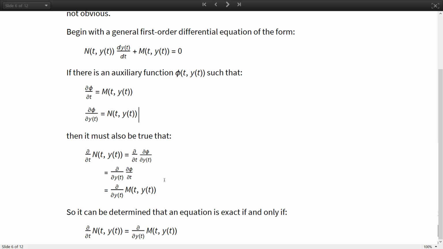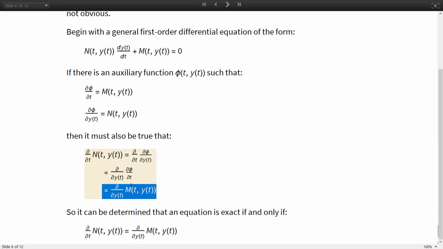First, apply the partial derivative with respect to t to the N function. This gives us the first line in this equation. Recall the commutability of the partial derivatives, which means that we can interchange the order of the partial derivatives with respect to t and y of t. Using the commutability of the partial derivatives gives us the second line in this equation. Noting that the partial derivative of the auxiliary function with respect to t is equal to the M function, we can arrive at the last line in this equation.